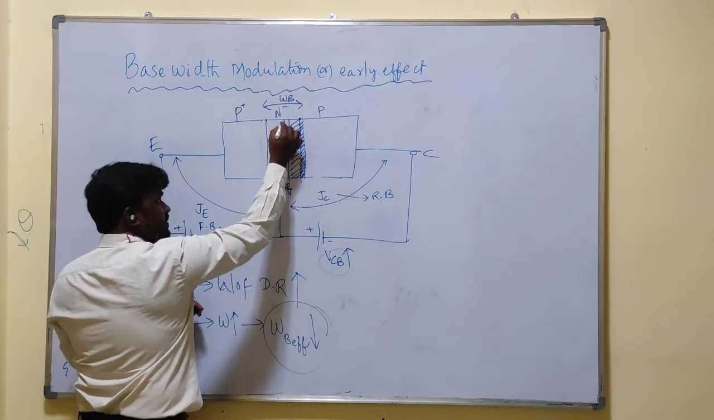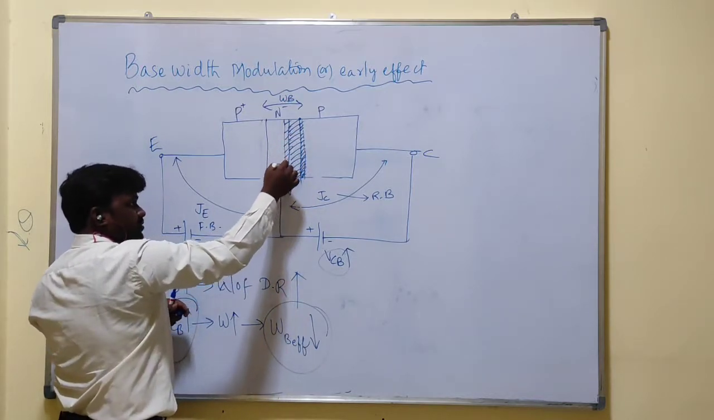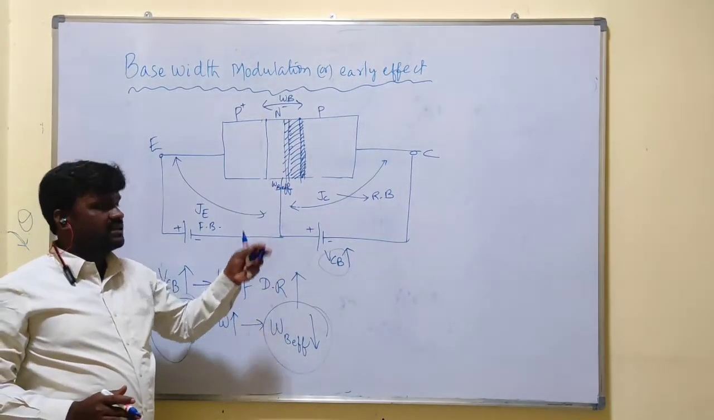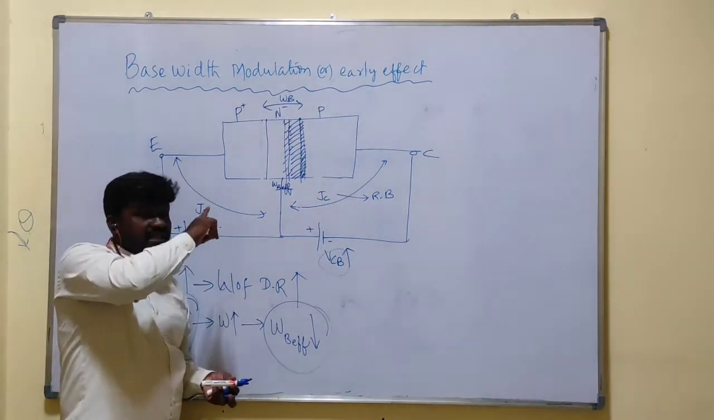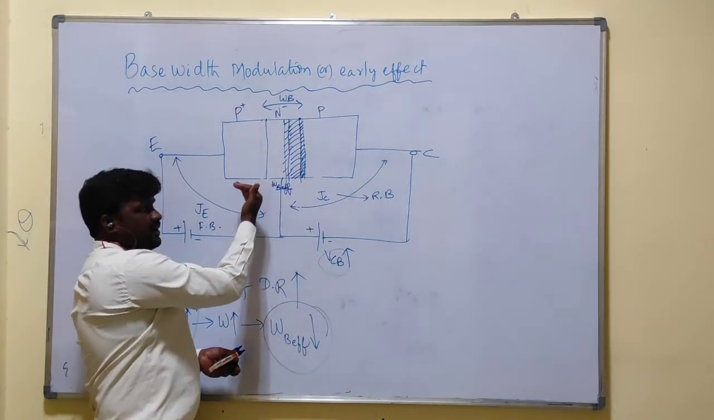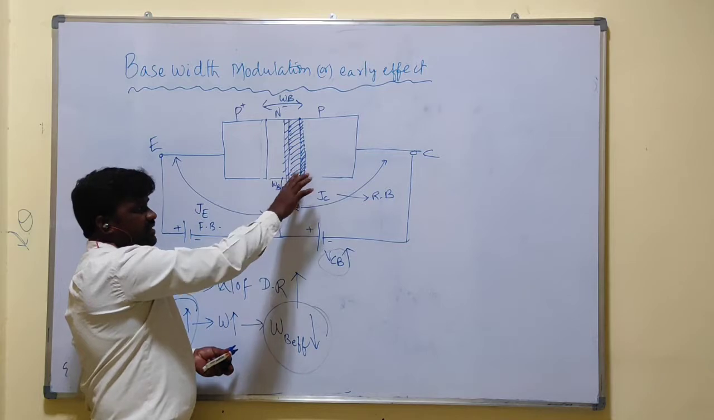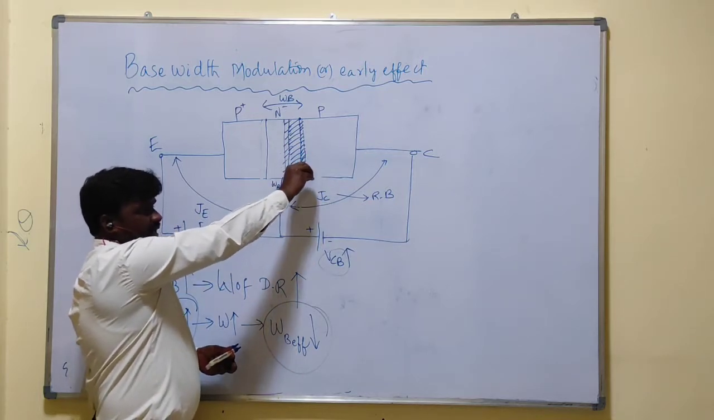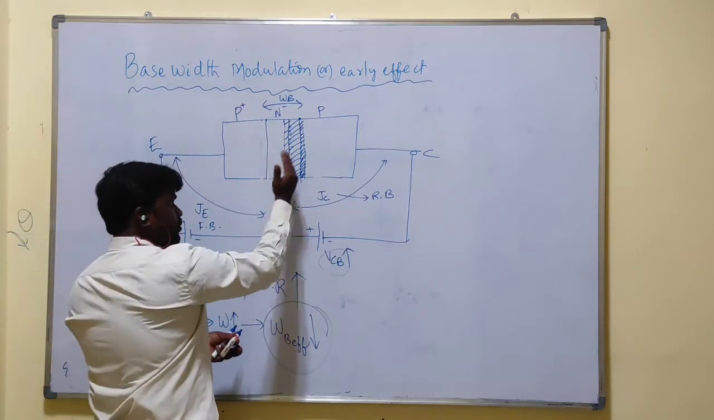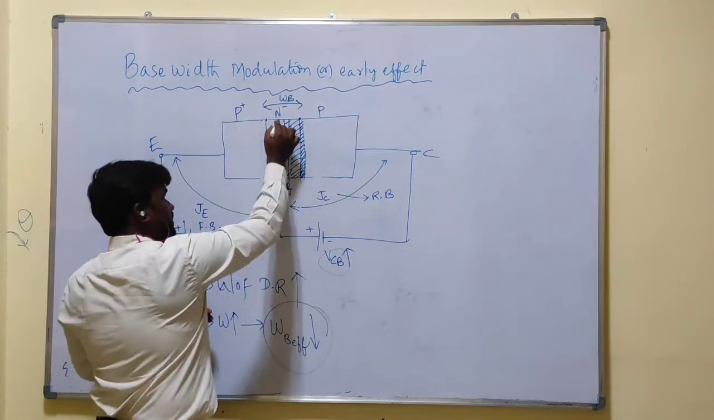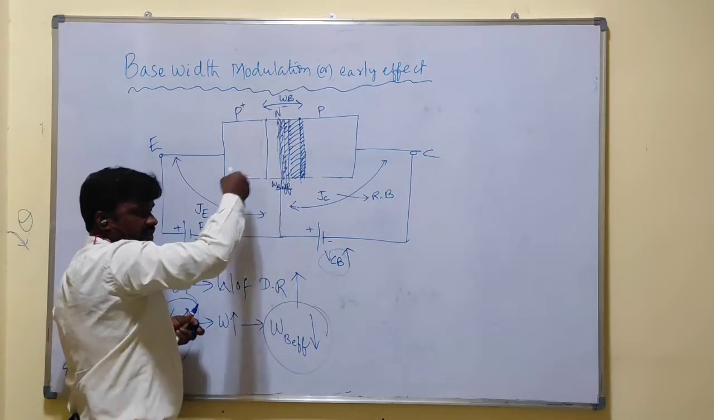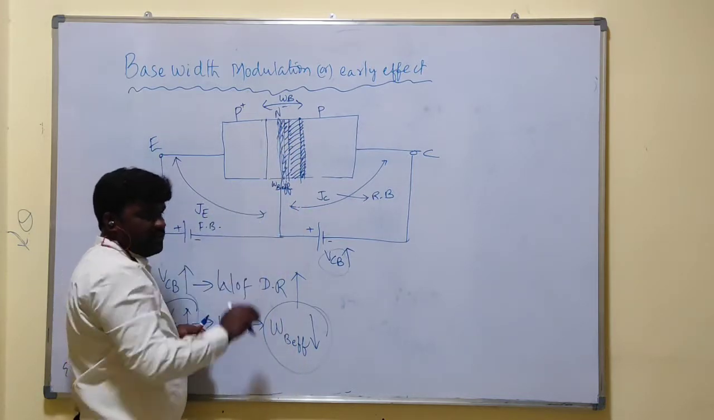If this one increases, the depletion region penetrates into the base side. Why does the depletion region penetrate more into the base region? Because the base is lightly doped. As the base is lightly doped, the depletion region can penetrate onto the base side compared to the collector, because the collector is somewhat better in doping when compared to the base. That's why the depletion region penetrates more on this side. If you increase this one, the depletion region can increase like this. That means effective base width decreases.